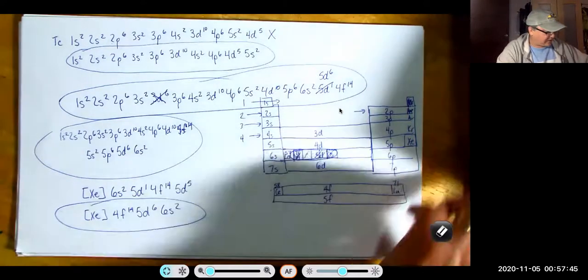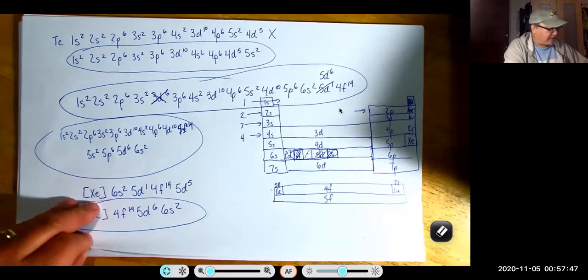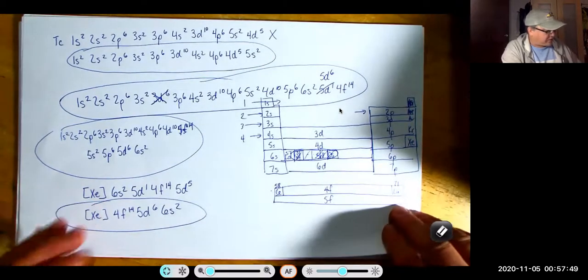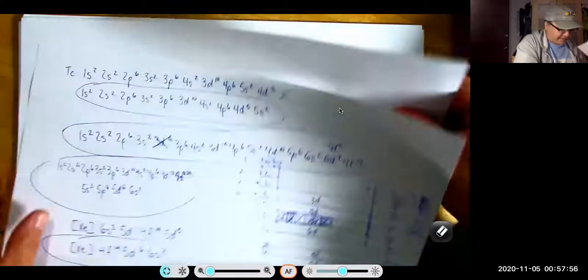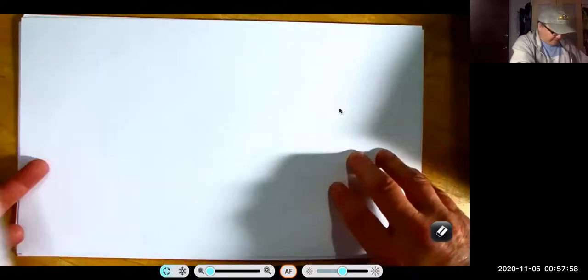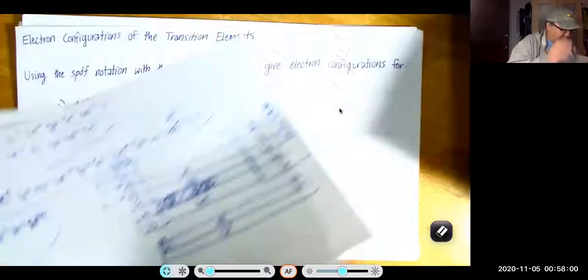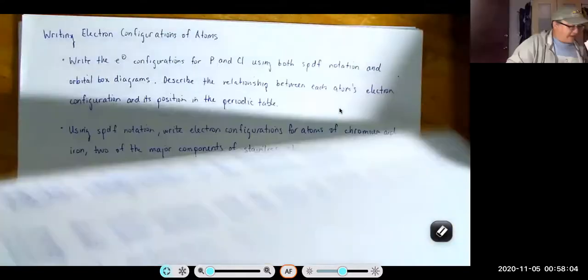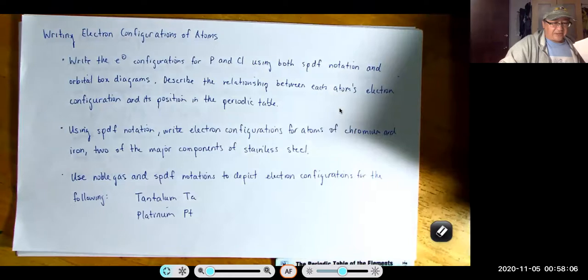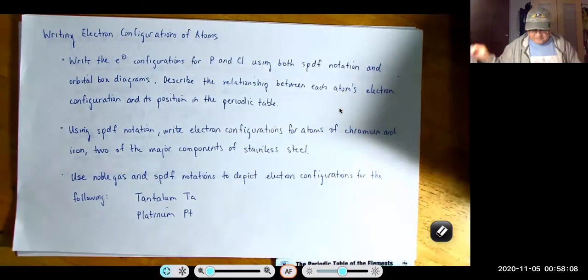Okay, so it's a pretty challenging one. And what you want to do is see if you can do this for osmium on your own and get the same electron configuration as I did. Okay, so that's osmium. Now, let's take a look at some additional problems here.